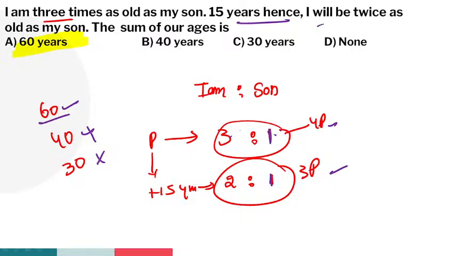The problem is to find out the sum of our ages, that is the total. So 3 plus 1 is 4 parts, 2 plus 1 is 3 parts. So go through option verification; whichever option is satisfied in both conditions, that option is the right answer, guys. Clear, all of you? Any doubts regarding this problem?